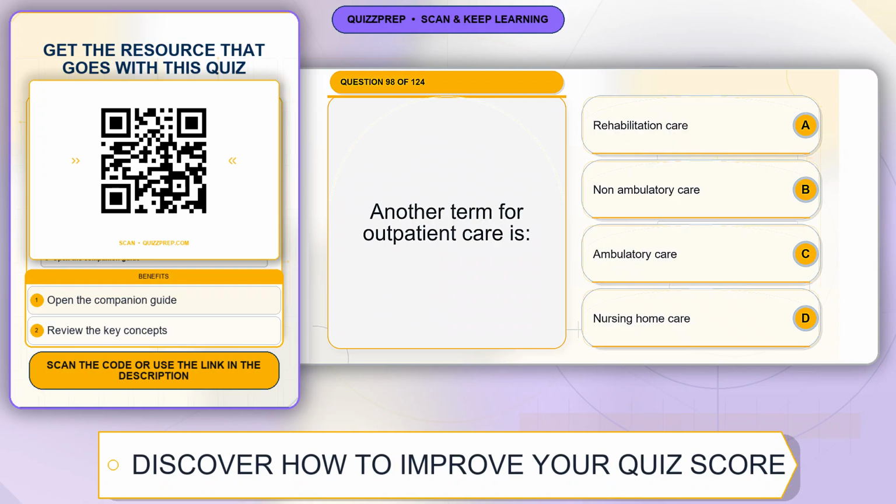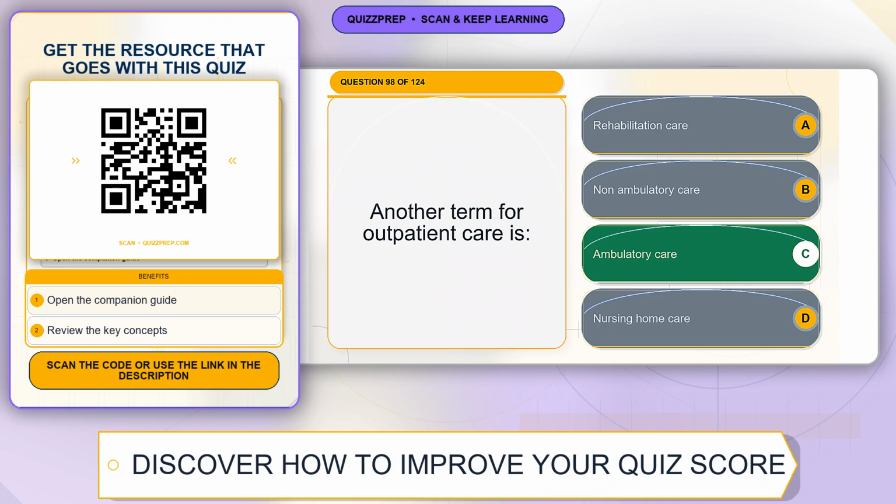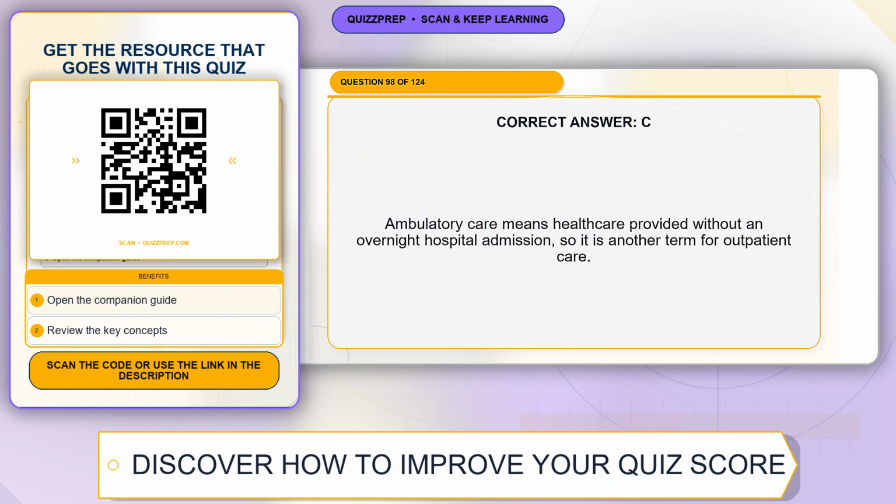Question 98. Another term for outpatient care is Option A, rehabilitation care. Option B, non-ambulatory care. Option C, ambulatory care. Option D, nursing home care. The correct answer is option C, ambulatory care. Explanation. Ambulatory care means healthcare provided without an overnight hospital admission, so it is another term for outpatient care.